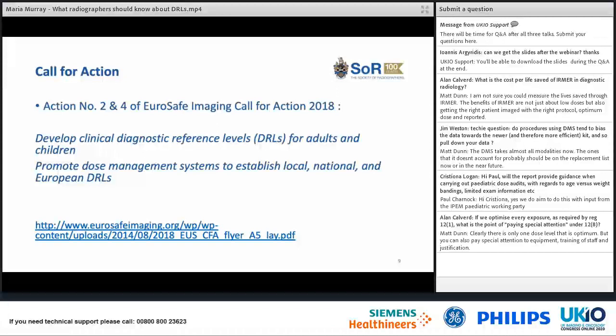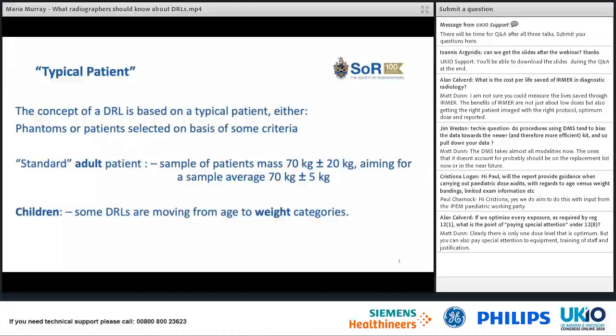So when we're talking about DRLs and typical patients, what do we actually mean here? Well, in terms of adults, it's looking at adults who are typically within this weight range. Now, we know that across the United Kingdom, patients' weights are increasing all the time, but at the moment we define it as an average of between 70 kilograms plus or minus 5 kilograms.